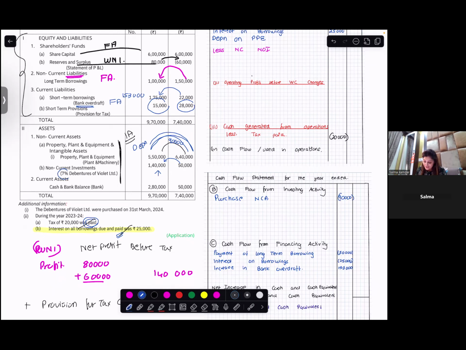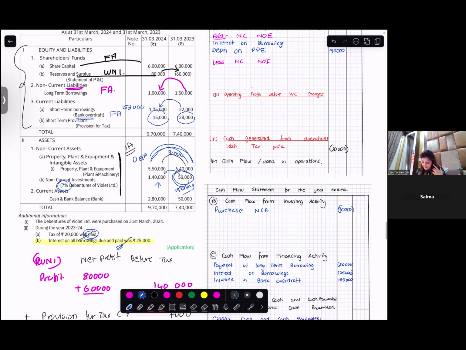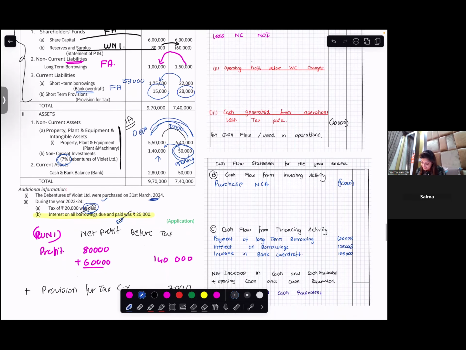Whenever the percentage is given, that means you have to calculate interest. Number one. Second, the date of your investments has to be given. If the date of investment is not given, then interest on investment will be calculated on the opening amount. So they have said that you have purchased these investments on the last date. So interest on investment, that is interest, you have purchased investments.